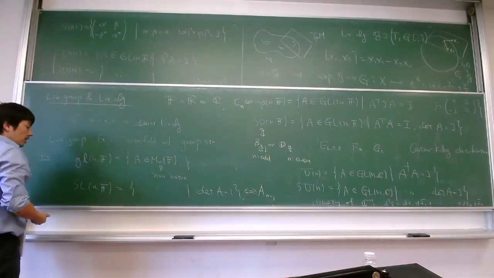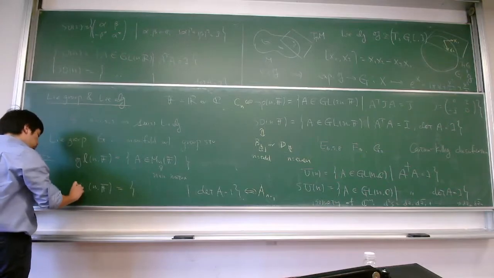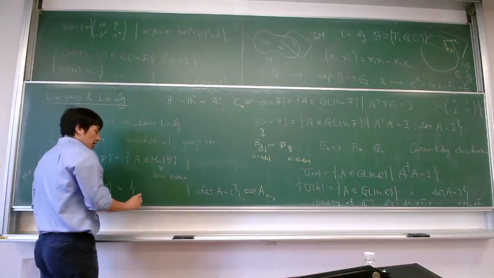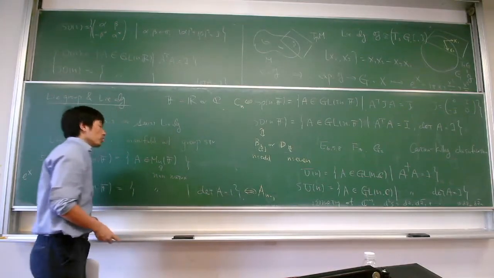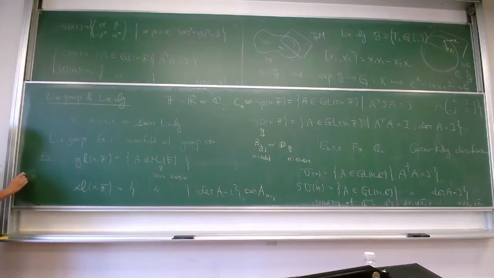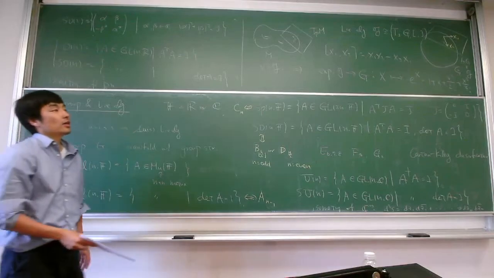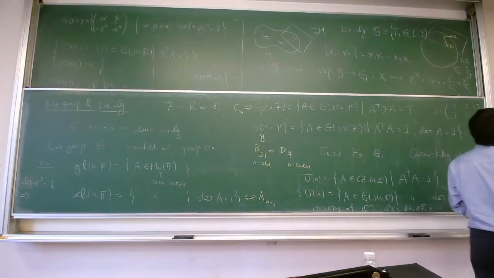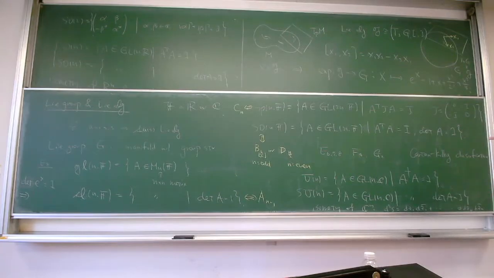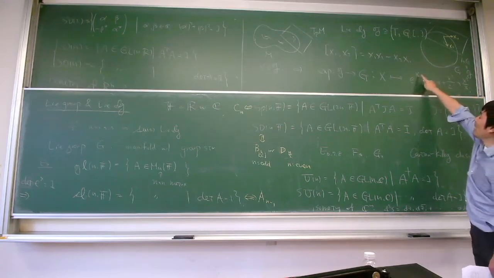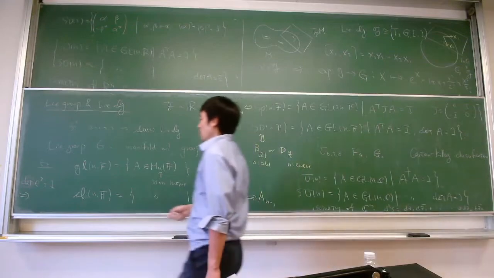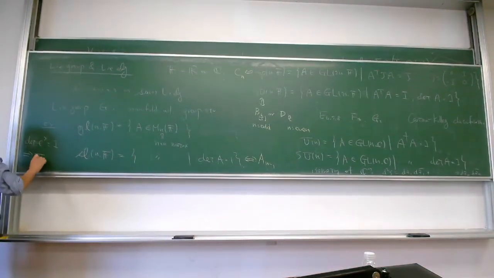And then SL(n, F) is indeed the same thing, but with the determinant condition. So determinant of e to the x is equal to 1 becomes, you can just do the Taylor expansion and look at the leading order. If you look at the determinant of e to the x, this will reduce to the trace of x has to be 0.